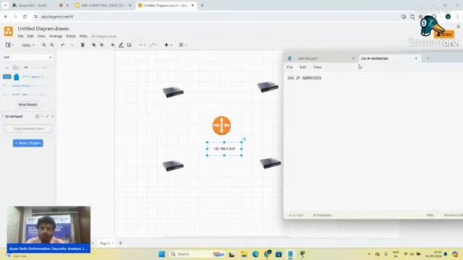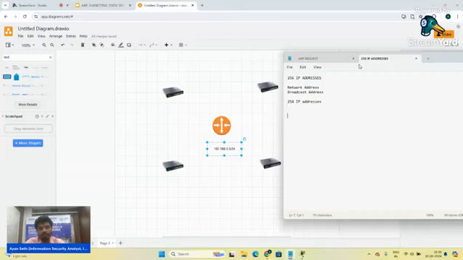Among these 256 IP addresses, two are reserved. One is for the network address, and another is for the broadcast address. So how many IP addresses are left? 254 IP addresses are left. In general, 254 IP addresses are available.